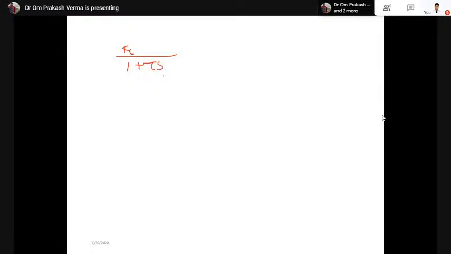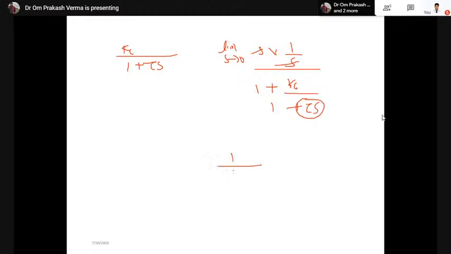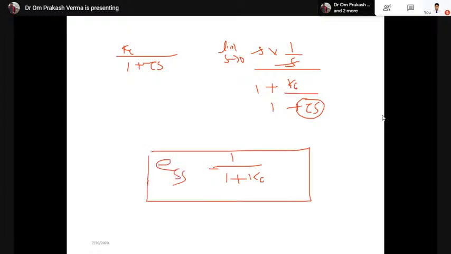The error is defined as limit s tends to 0, s into R(s). R(s) is nothing but 1 upon s, upon 1 plus G(s)H(s), where G(s)H(s) is Kc into 1 upon 1 plus tau s. The s terms cancel each other when you put s equals 0. So it becomes 1 upon 1 plus Kc, and this is the steady state error, or the offset. This offset is always present for the first order case. Therefore, I am saying there is always a chance of offset in the case of a proportional controller.